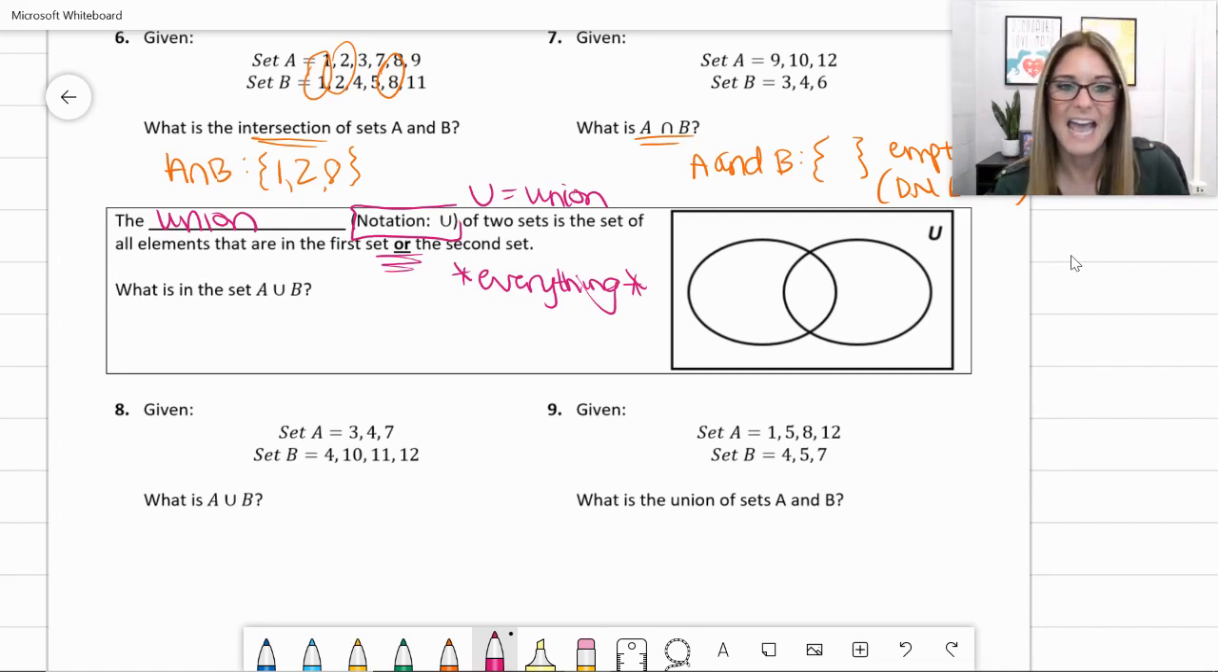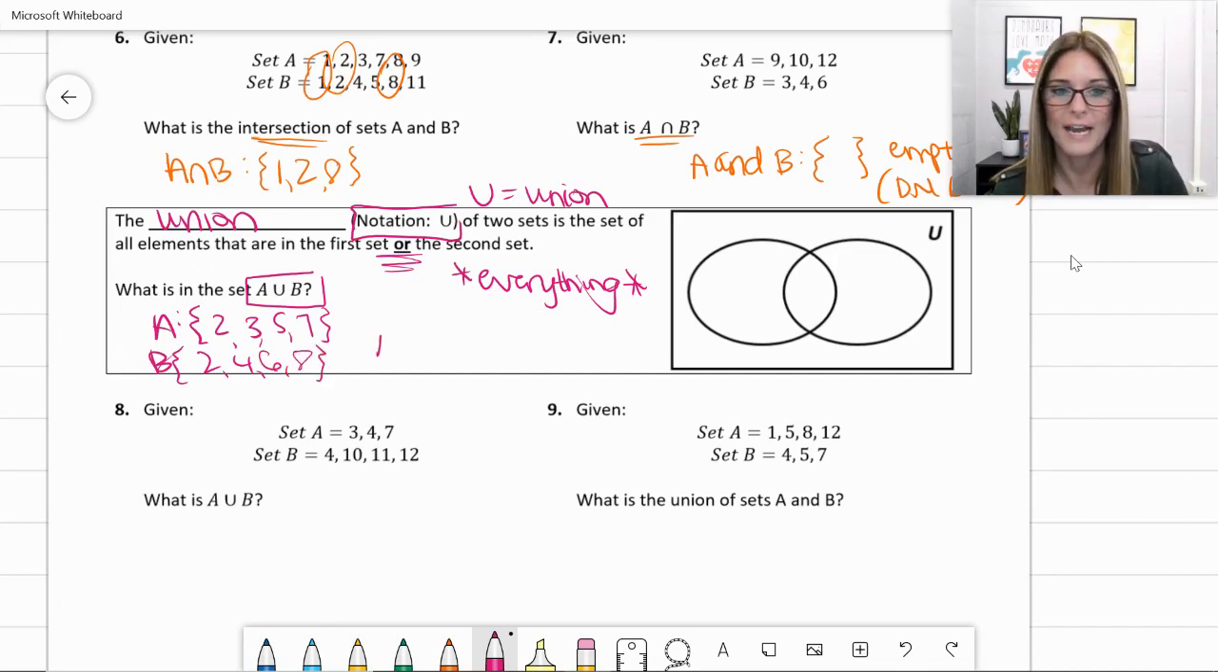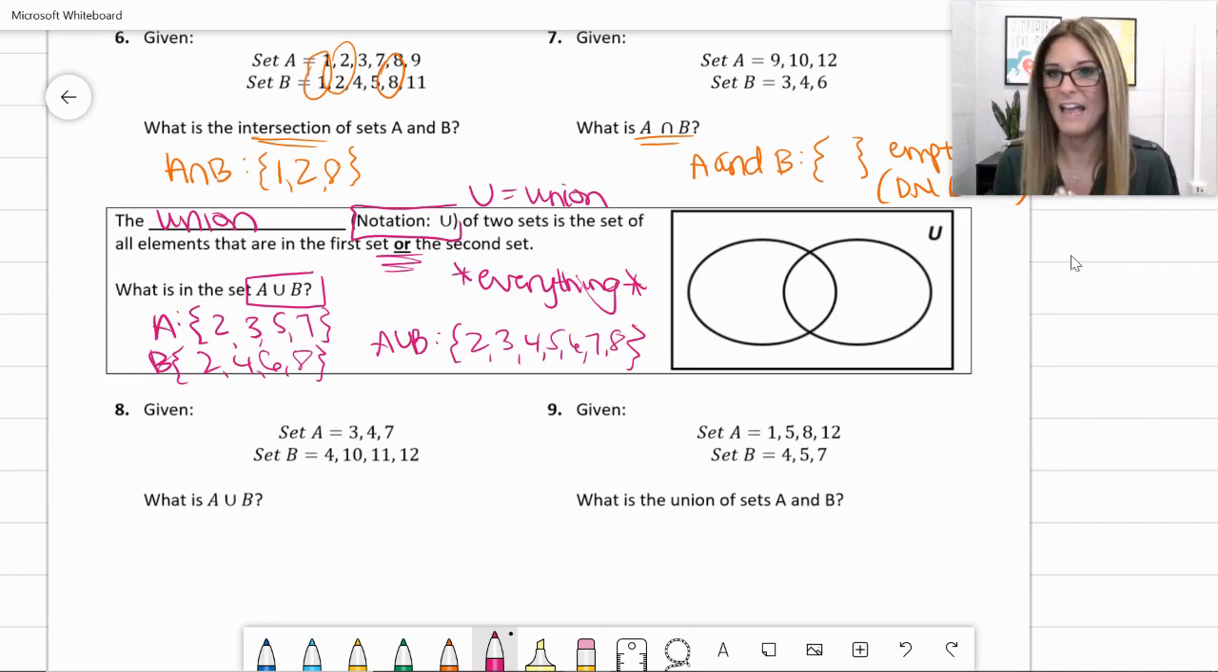What is the set A union B? Let's list them out again. A was 2, 3, 5, and 7. B was 2, 4, 6, and 8. What would be their union? A union B, they share 2, 3, 4, 5, 6, 7, 8. They are a union. So now it doesn't matter whose was whose, they share everything.